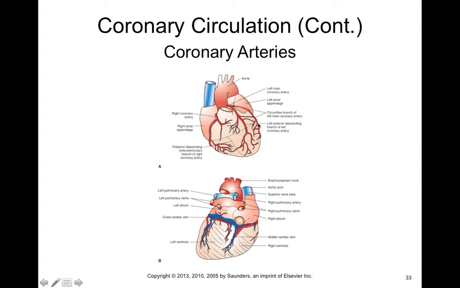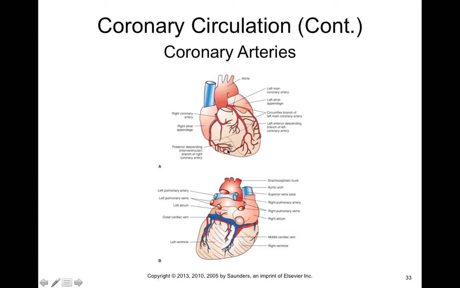and these mostly deliver oxygenated blood to the left ventricle and left sides of the heart. Whereas the right coronary artery will branch out into a right marginal artery, as well as a posterior interventricular artery, which proceeds around the posterior part of the heart. And so the right coronary artery mostly delivers blood to the right structures of the heart, like the right atrium and right ventricle. Now, these vessels will become smaller and smaller and smaller until they get to the capillary level of blood vessels.